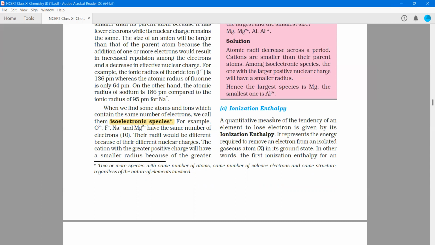When you go from left to right in a period, the size is decreasing, and hence you will need more energy to knock out the outermost electron. So when you go from left to right, the ionization enthalpy increases. The opposite trend is seen when you go from top to bottom in a group. Here the size increases, and that is why the ionization enthalpy will decrease.